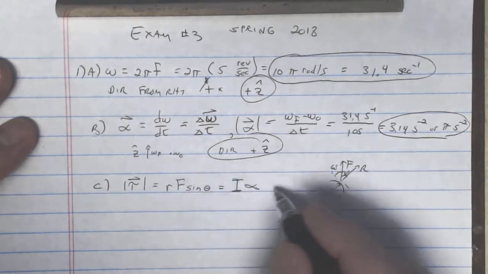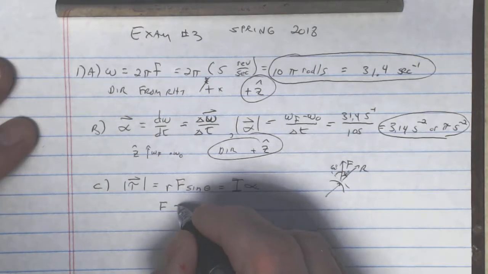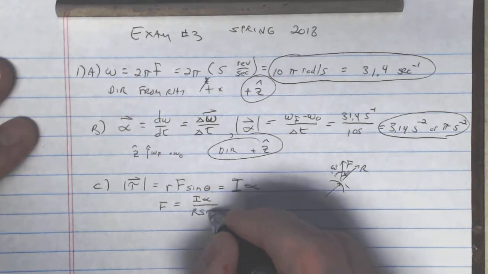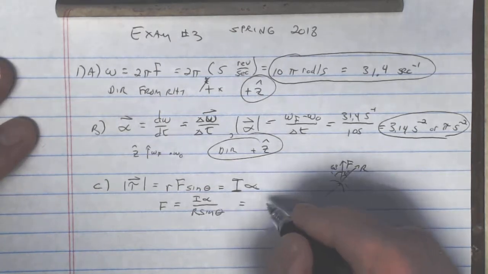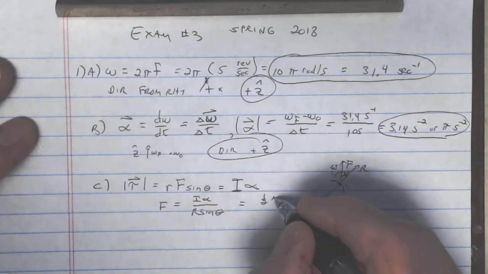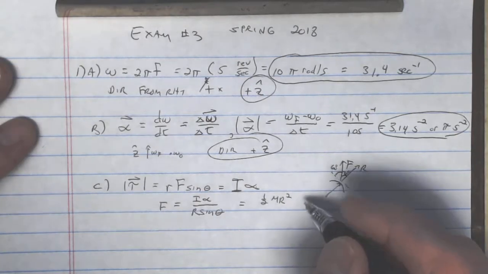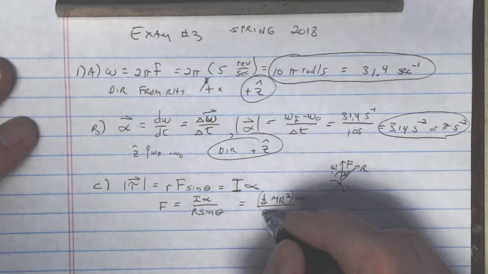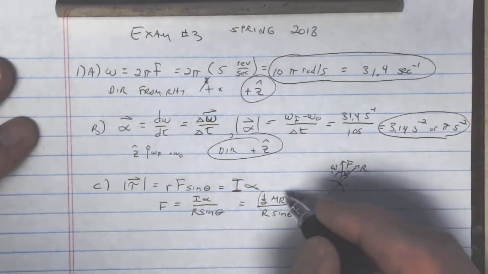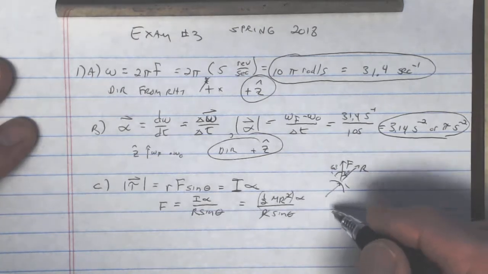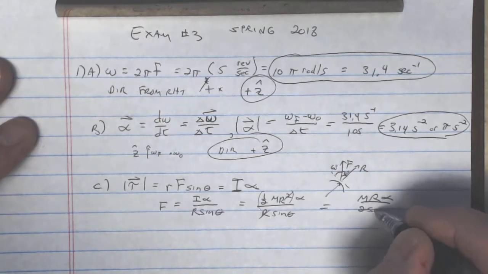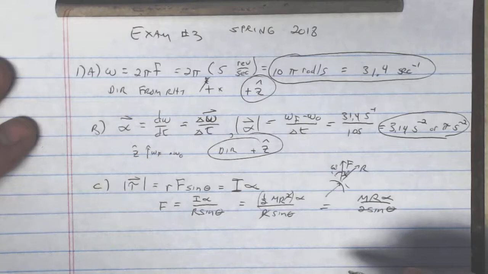So now let's solve this expression for F. F will be I alpha over R sine theta. The moment of inertia of a uniform disk is 1/2 mr squared. That's on the formula sheet if you don't know it. Times alpha divided by R sine theta. I can divide out a factor of R and simplify this, and so the force magnitude will be m r alpha over 2 sine theta, and we know all those values.